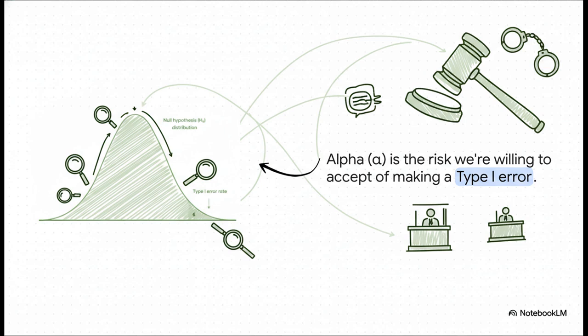And here's what's so important. Researchers decide on this number before they even collect any data. When they set a significance level, usually at 0.05, they are saying, we are willing to accept a 5% risk of a wrongful conviction. That little sliver at the end of the curve right there, that's alpha. It's the line in the sand, our threshold for evidence beyond a reasonable doubt.